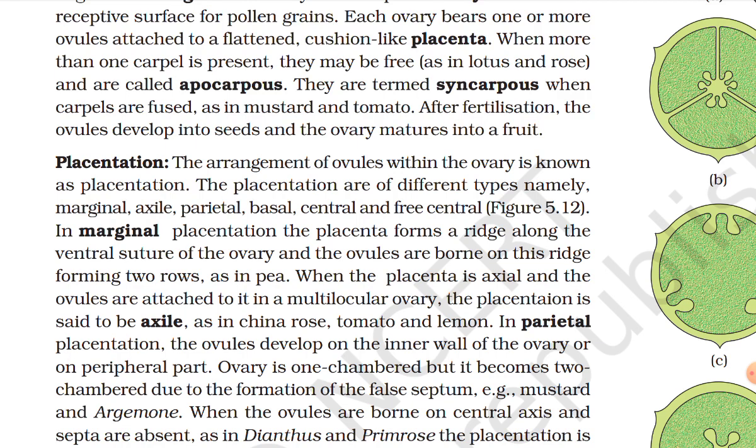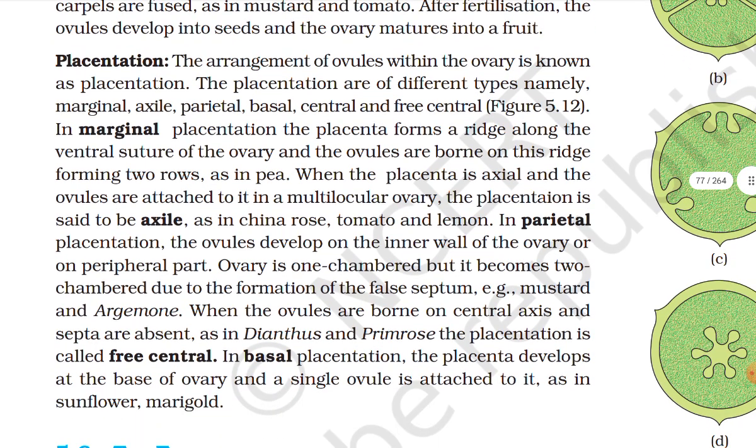The placentation is of different types, namely marginal, axial, parietal, basal, central, and free central. In marginal placentation, the placenta forms a ridge along the ventral suture of the ovary, and the ovules are borne on this ridge, forming two rows, as in pea. When the placenta is axial and the ovules are attached to it in a multilocular ovary, the placentation is said to be axial, as in China rose, tomato, and lemon.